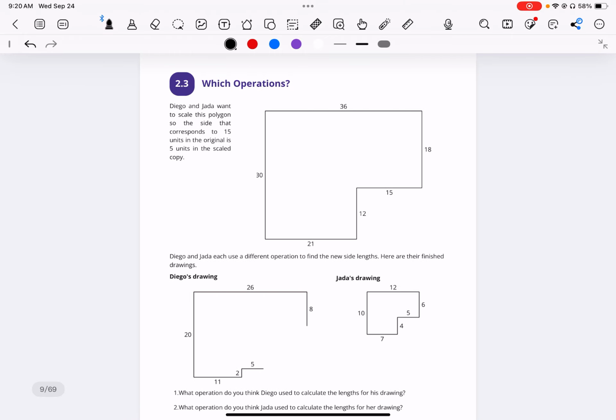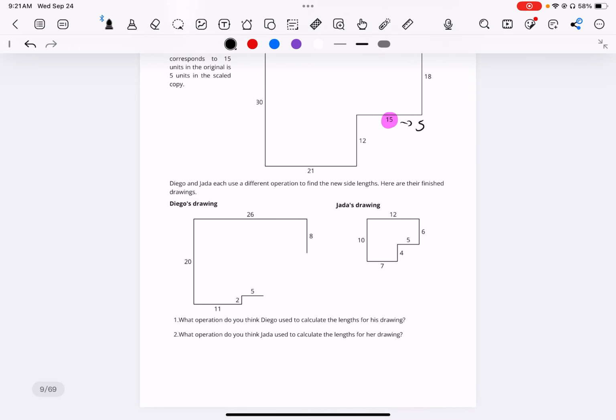Now here we have Diego and Jada who want to scale this polygon, so the side that corresponds to 15, which is over here, is 5 in the scaled copy. Diego and Jada use a different operation to find the new side lengths. Here are their finished drawings. What operation did Diego use, and what operation did Jada use?